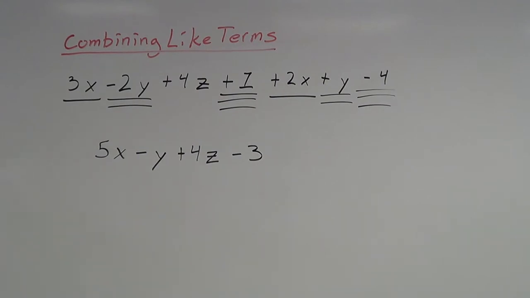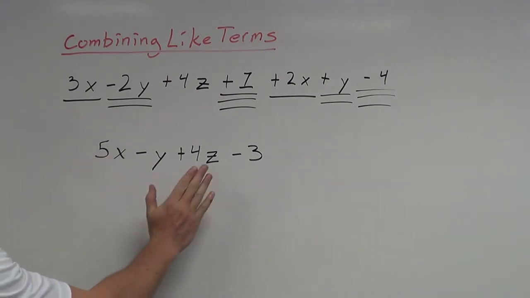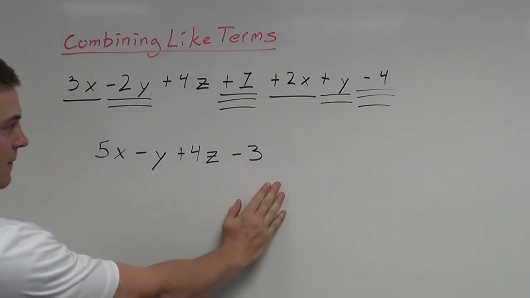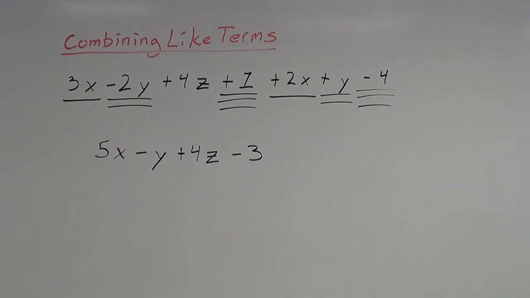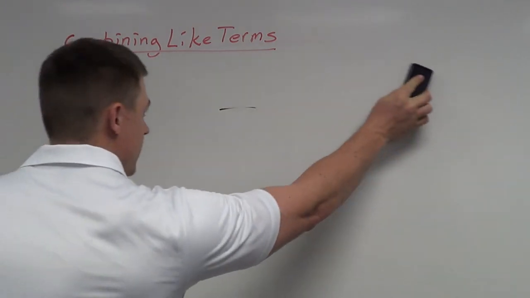No other terms here are alike. I have my x's, my y's, my z's, and my constants. Okay? So that is my simplified expression, my simplified algebraic expression. All right, so let's do another example, something a little bit more difficult.